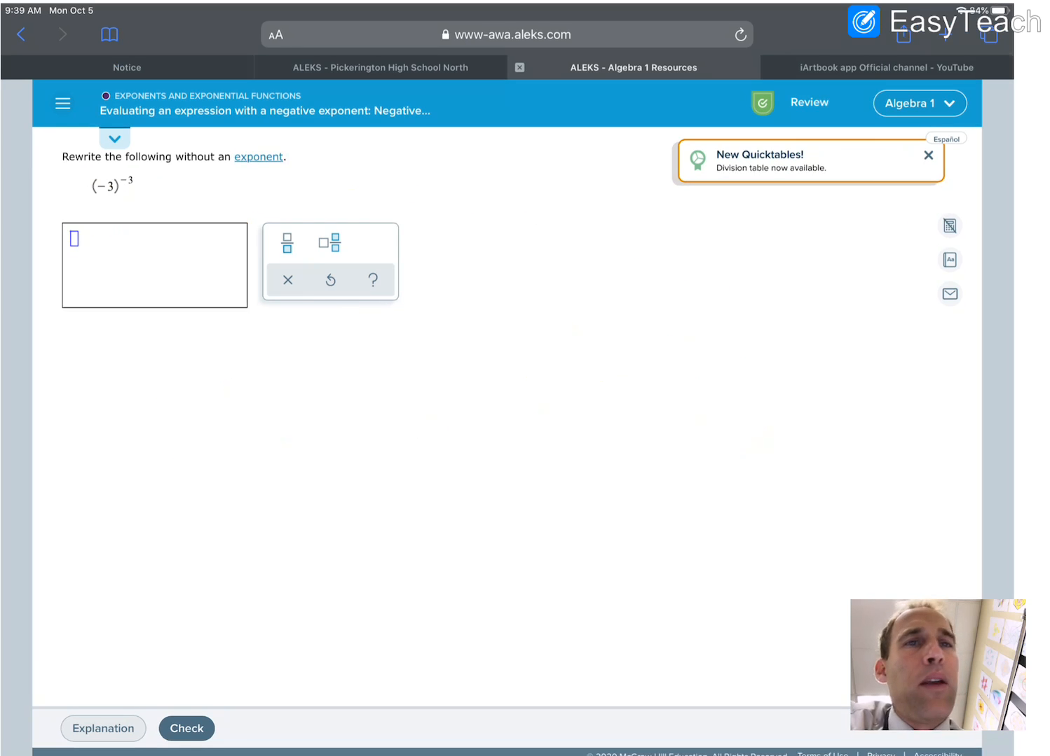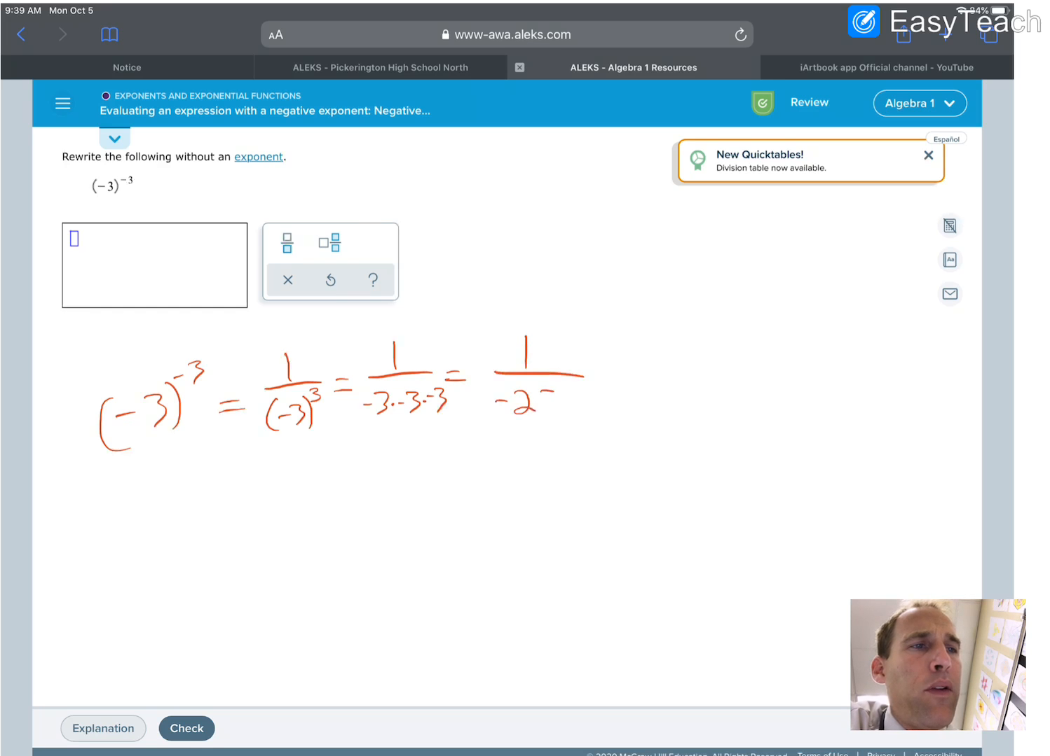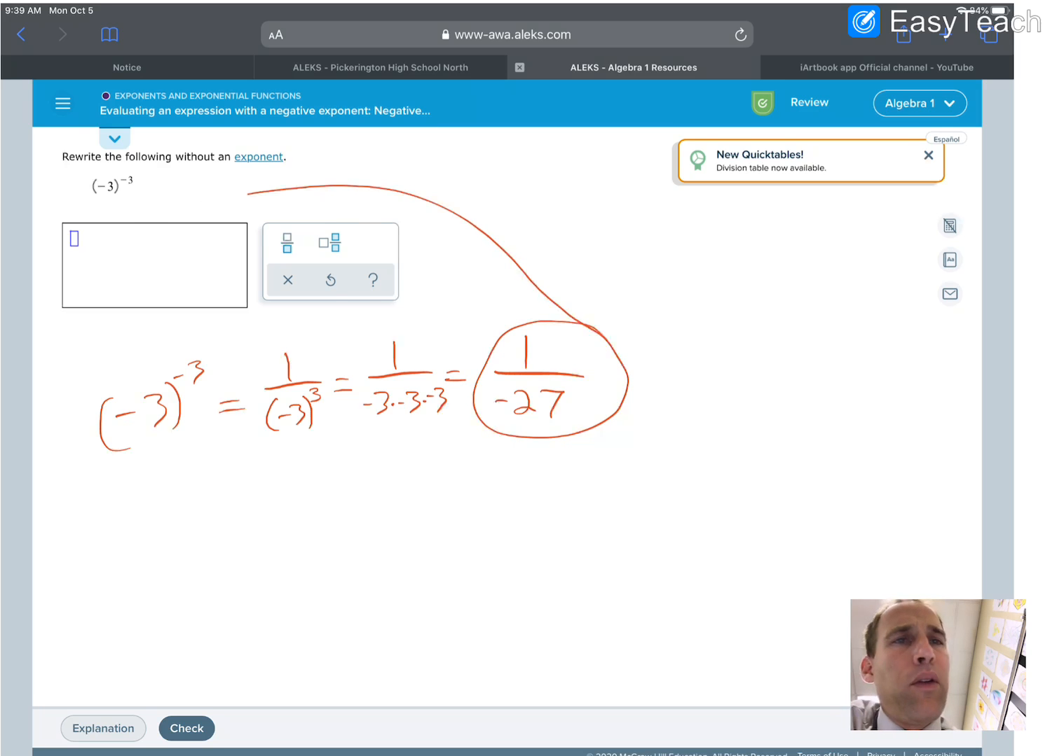But let's look at another example. We have to do a little bit more work here. Let's say we've got negative 3 raised to the negative third power. Again, we don't really have to worry about the sign so much. What we're going to see here is this is the same as 1 over negative 3 raised to the third power. And if we do that, this is where you have to be a little bit careful. It doesn't matter too much with our odd ones, but negative 3 times negative 3 times negative 3 is going to give us 1 over negative 27, okay? So that's our answer here.